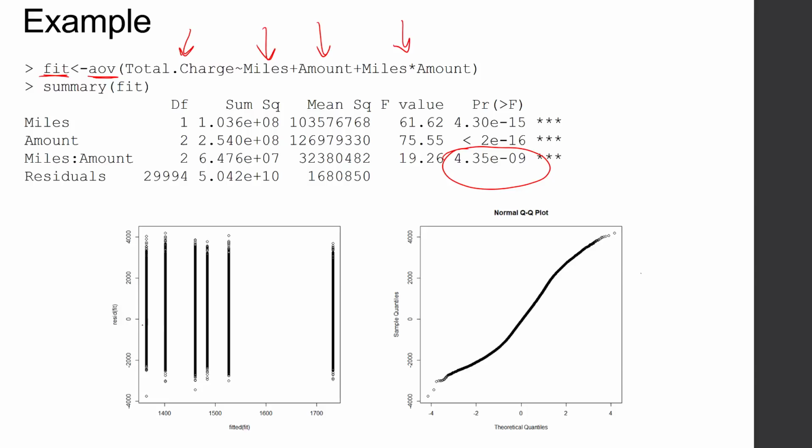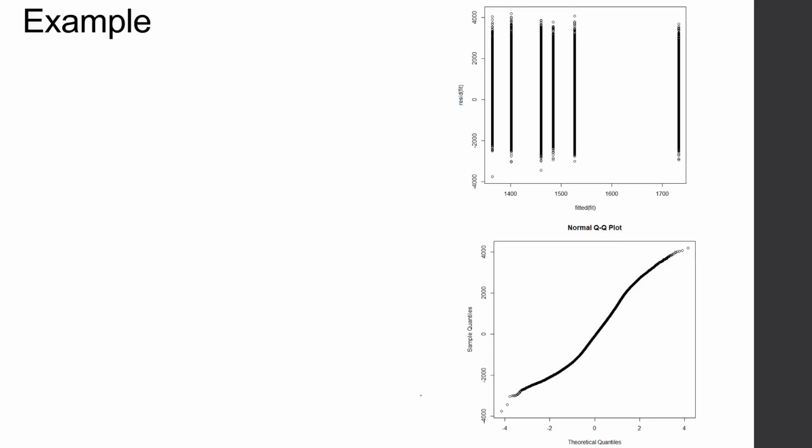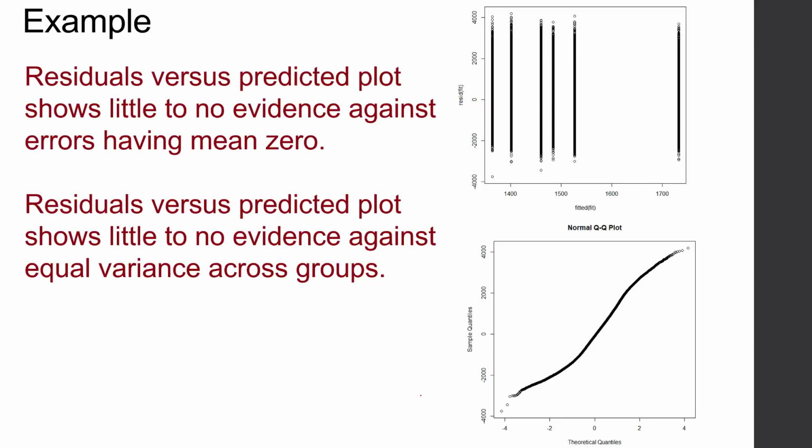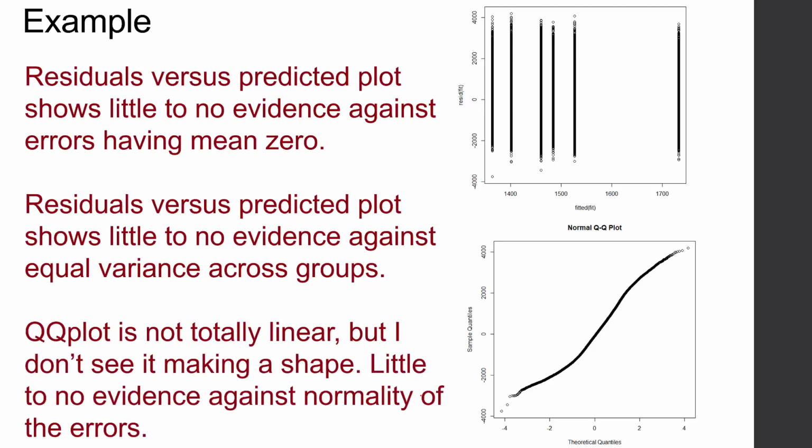Now let's look at the assumptions real quick. It does look like there's little to no evidence that the errors don't have mean 0. It looks like the variance is about the same no matter where you are. And this looks fairly linear, and plus we have a really enormous sample size, so we can probably assume normality of the errors. All right, so the residuals versus predicted plot showed little to no evidence against the errors having mean 0, also against having equal variance. And the QQ plot is not totally linear, but I don't see it making a shape, so I'm going to say little to no evidence against normality of the errors.